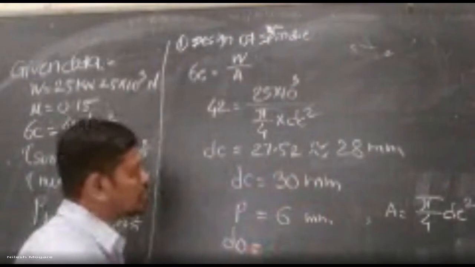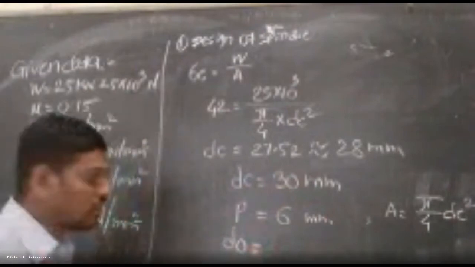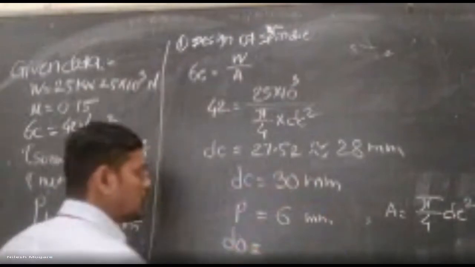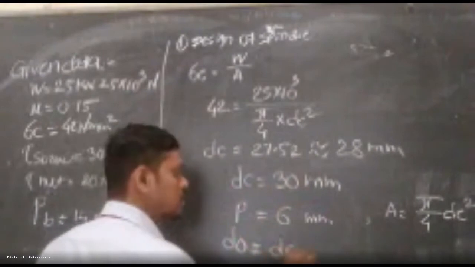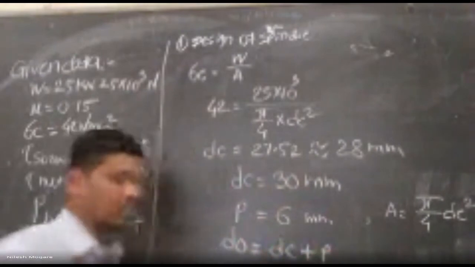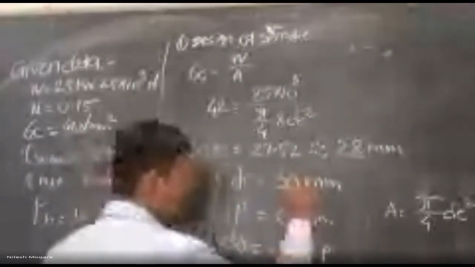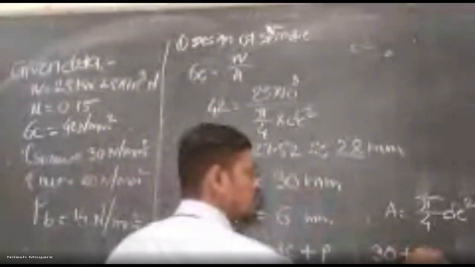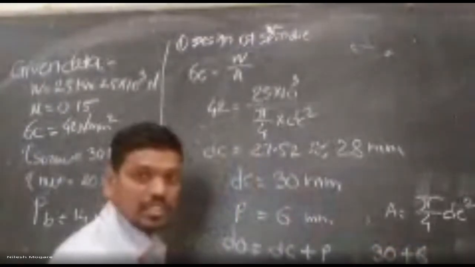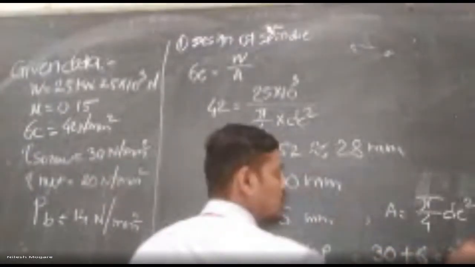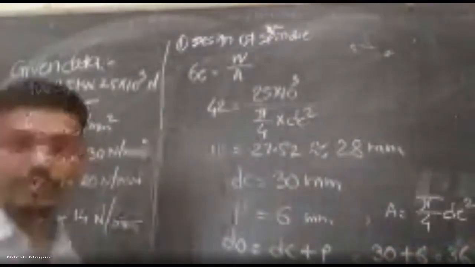DO is nothing but the outer diameter. The formula for DO is DC plus pitch. DC is the core diameter. So our core diameter is 30 mm plus pitch. The value of pitch is 6 mm. It is nothing but 36 mm.